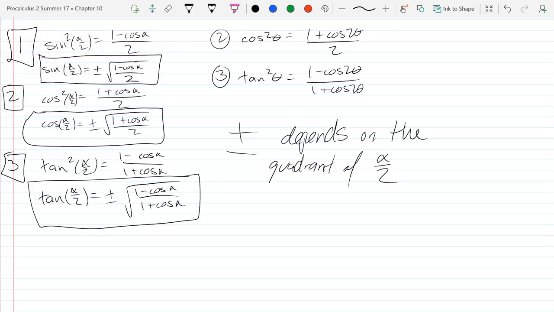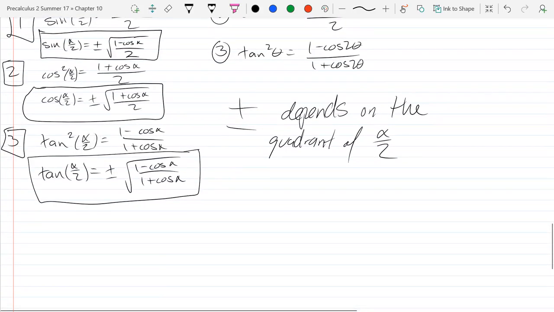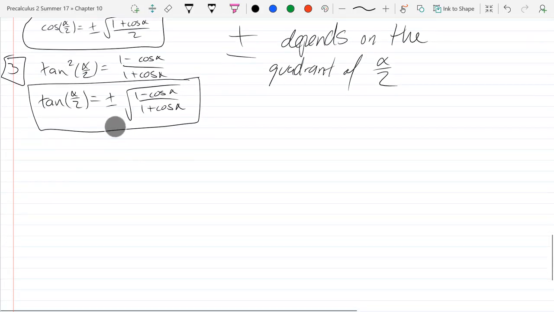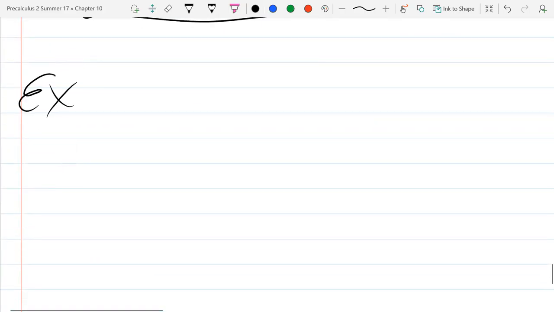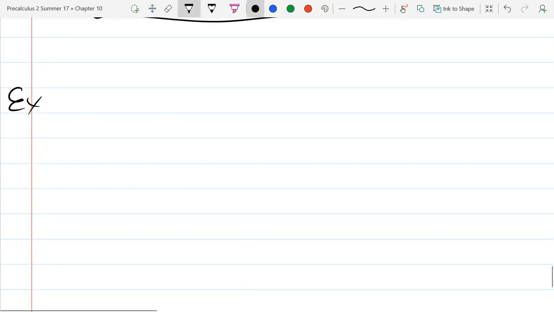And let's see, we're back here. So we have two more examples to go in this section in 10.4. Oh, that looks really ugly up close. There we go.